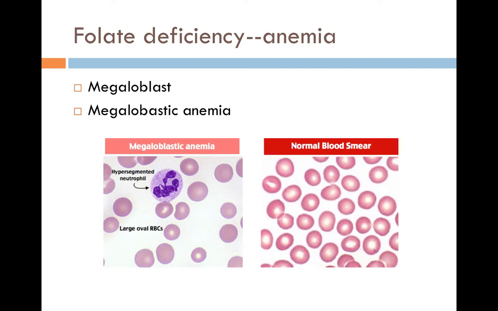And you can see a picture of this on the left-hand side of this slide compared to a normal red blood cell on the right. Now, when a person is producing mostly immature megaloblast cells, the capacity of the blood to carry oxygen is clearly diminished, causing a condition called megaloblastic anemia.